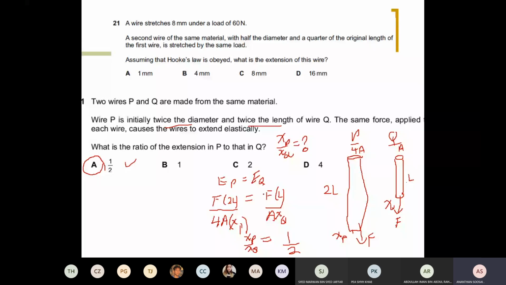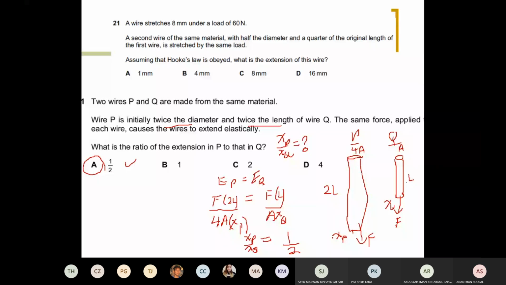The F is the same. This is 2L, this L. This 4A, A. So XP, XQ. You're looking for XP over XQ. So XP bring up. So after this is maths. So XP over XQ, you get the answer. So the extension ratio is one half.